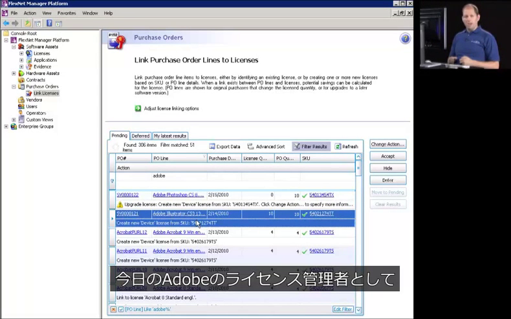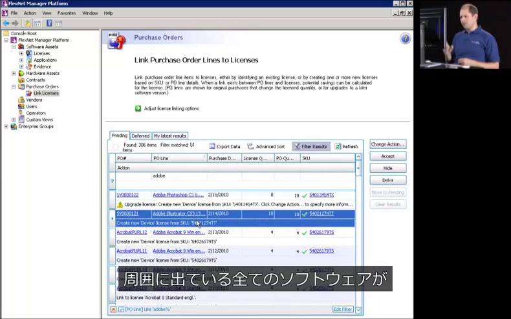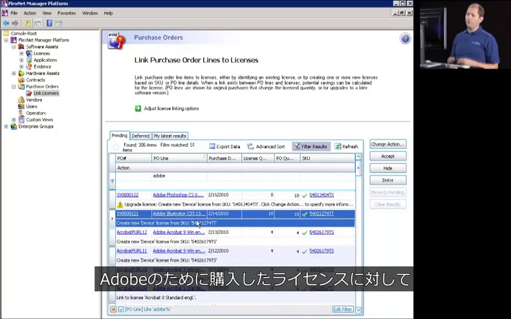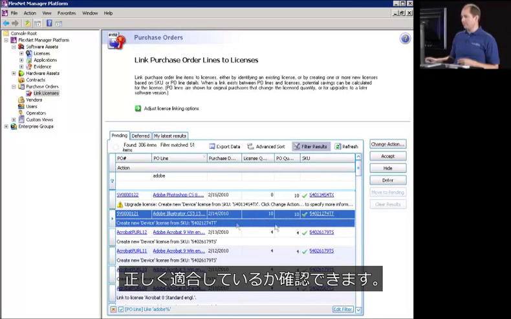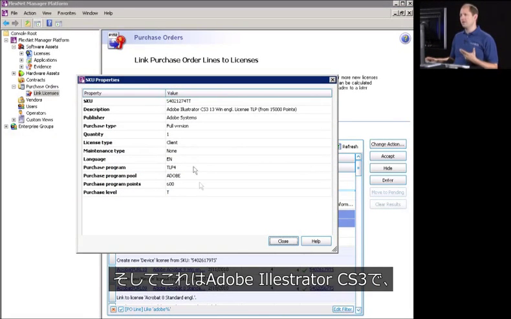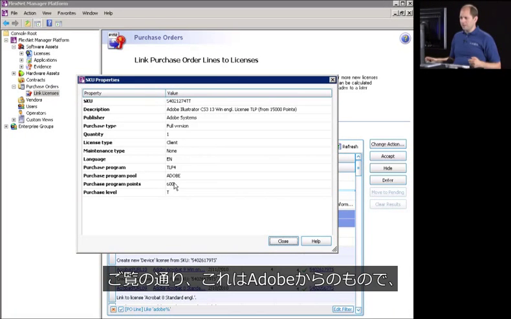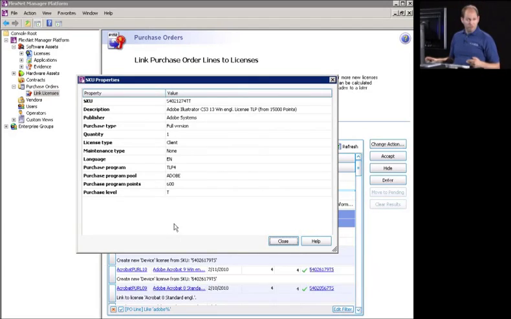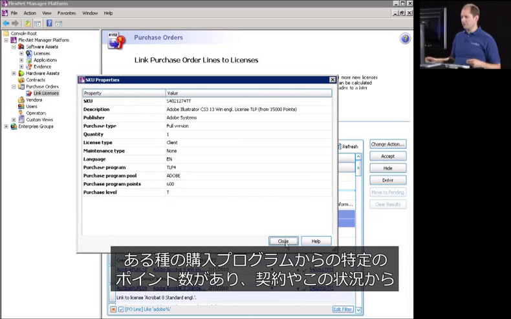And as the Adobe license administrator today, I'd like to make sure that all of the software that's out in the environment is correctly matched against the licenses that we've bought for Adobe. And so first of all, I can check the SKU code that we've bought this against. And so this is Adobe Illustrator CS3. And as you can see, it came from Adobe. It's got a certain number of points from a certain kind of purchasing program.